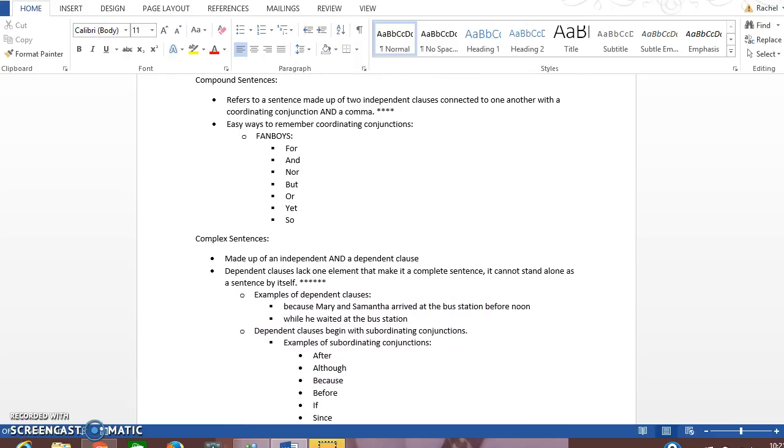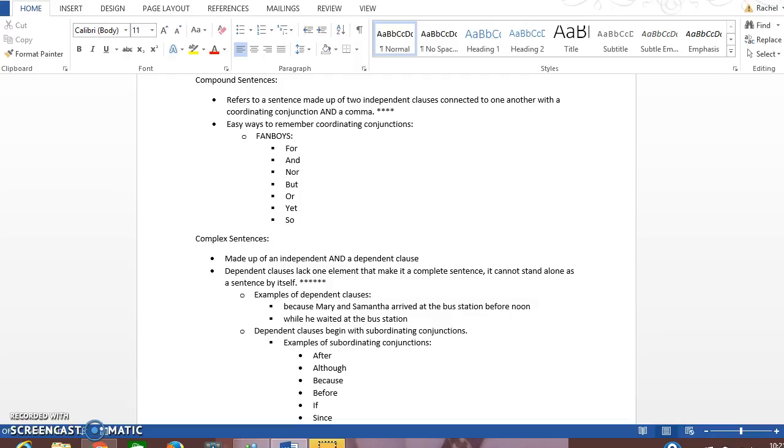Okay, so complex sentences, they are a little more complex, hence the name. A complex sentence is made up of an independent clause as well as a dependent clause. It's not 2 independent clauses or 2 dependent clauses. It has to be both an independent as well as a dependent clause. We've talked about independent clauses, so let's talk about dependent clauses now. Dependent clauses lack one element that makes it a complete sentence. It cannot stand alone as a sentence by itself.